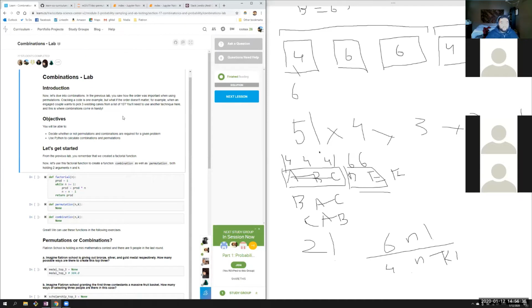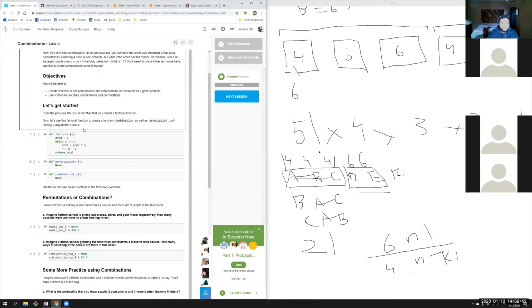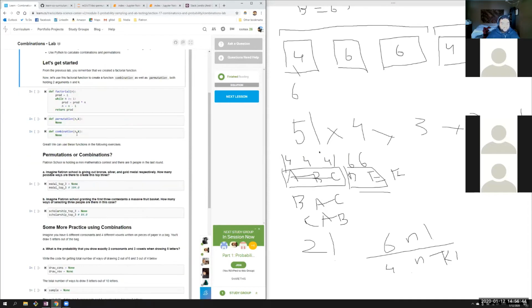Okay, let's dive into combinations. We saw order was important. Cracking a code is an example. What if order doesn't matter? In the previous lab, we created a factorial function. Now let's use this function to create combination as well as permutation, both holding two arguments n and k. All right, that's easy enough.